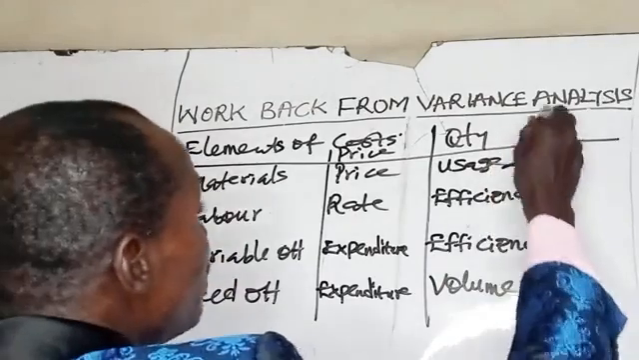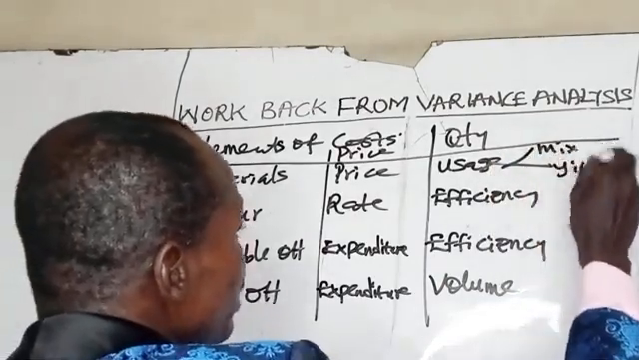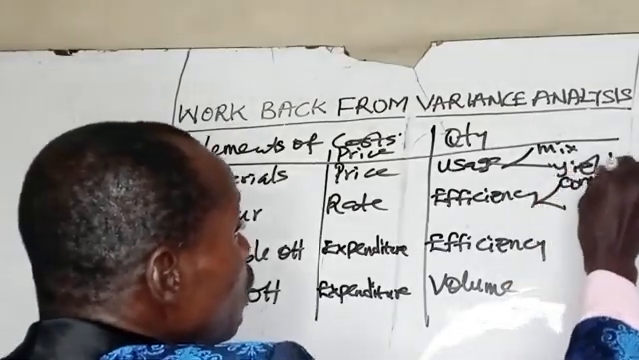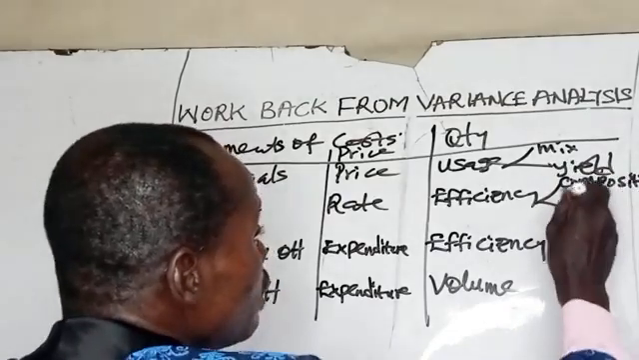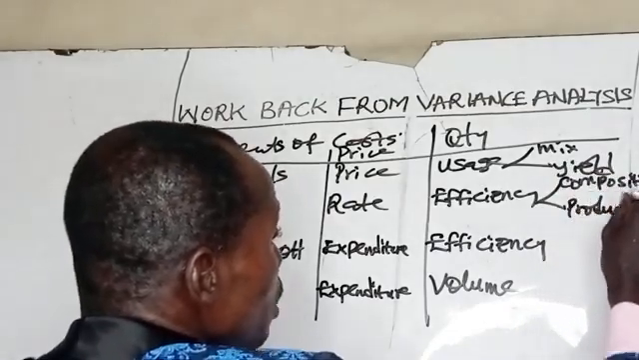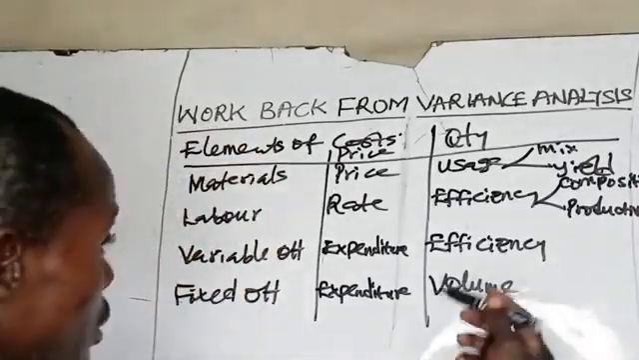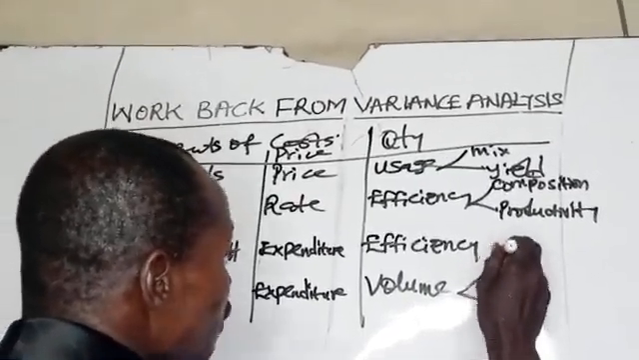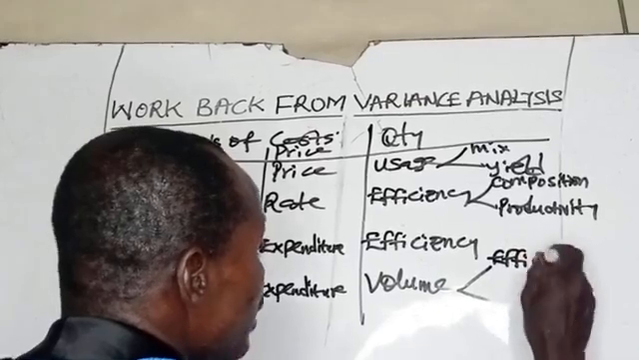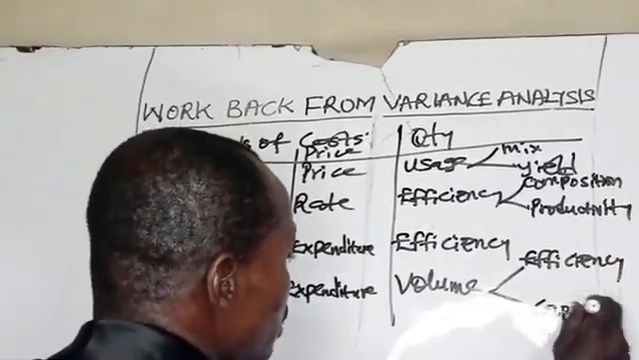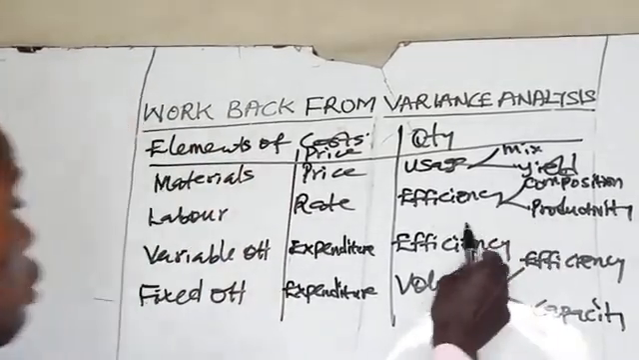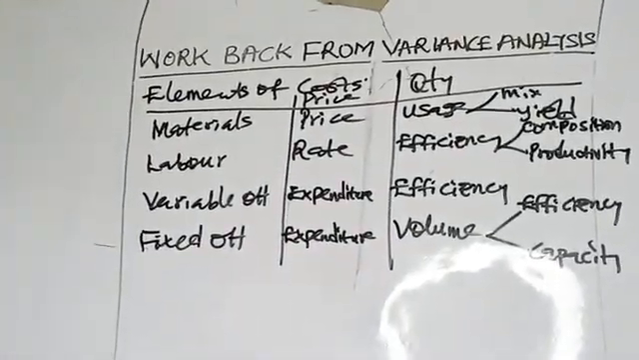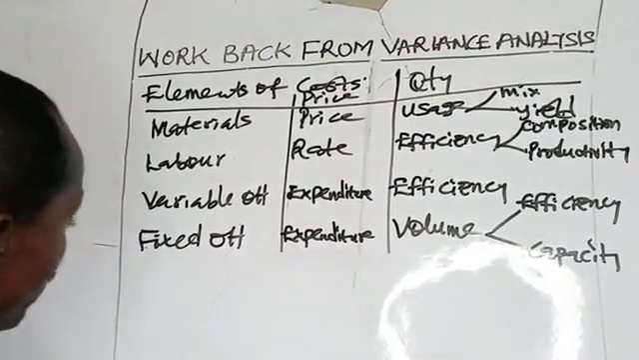The material usage variance will be divided into mix and yield variance. Labor efficiency will be divided into composition variance and productivity variance. Then for fixed overheads, we have efficiency and capacity variance. Variable overheads, we have mix and yield as well, but these are the common ones. So my focus is on the work back from variance analysis.